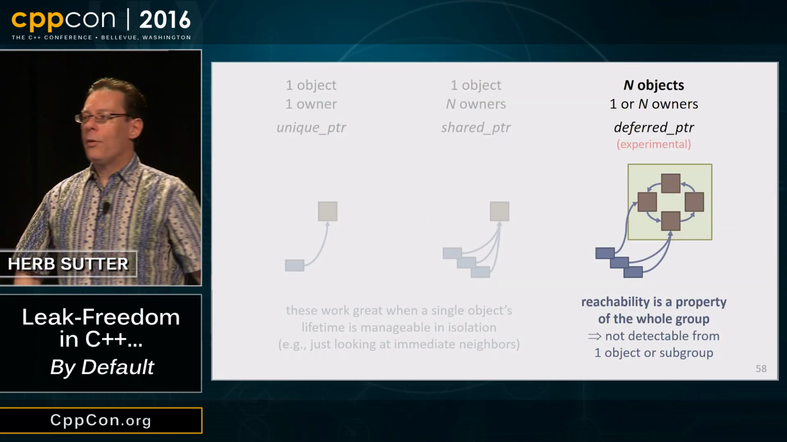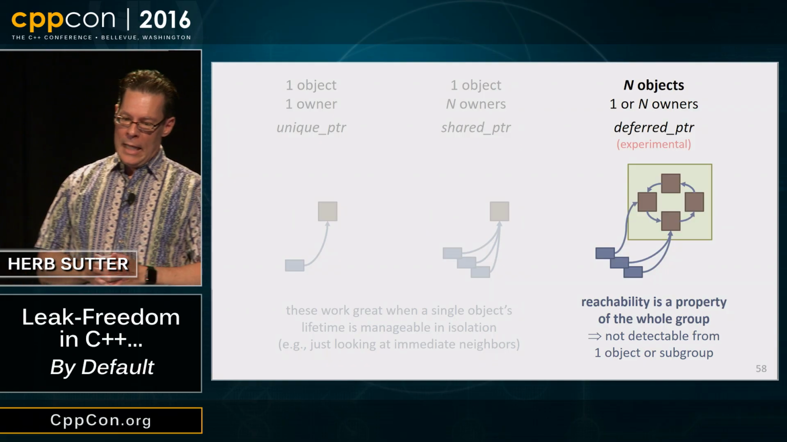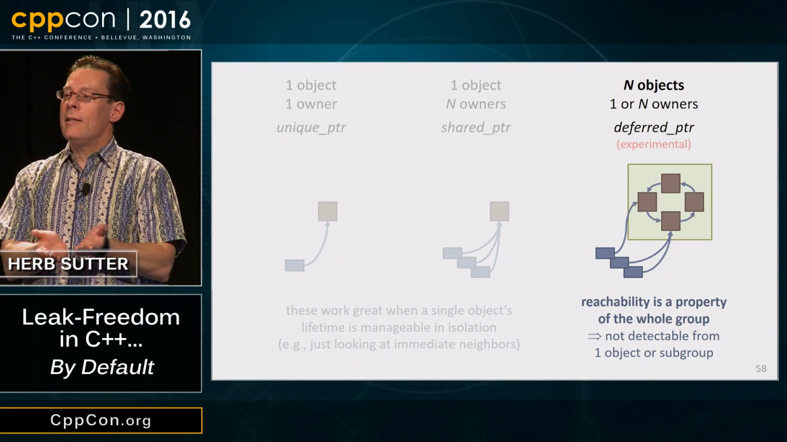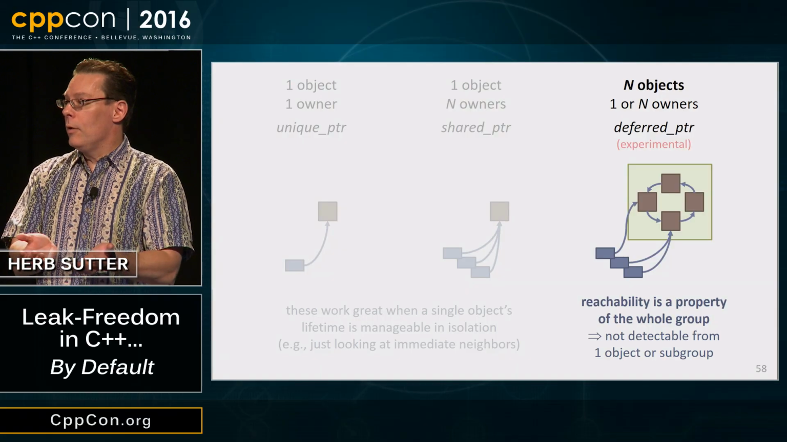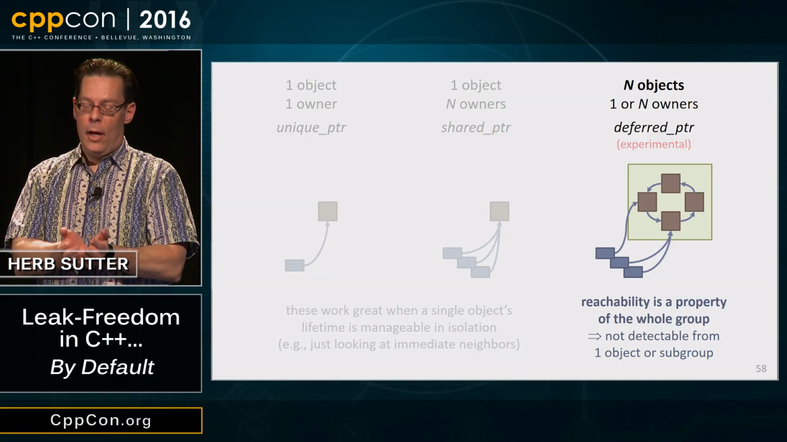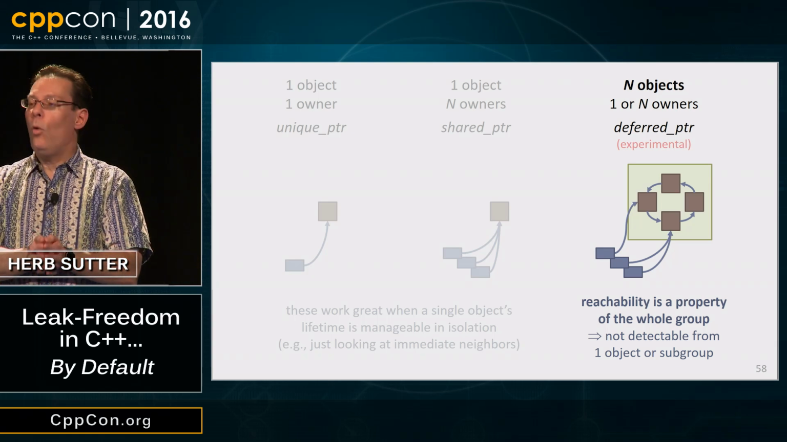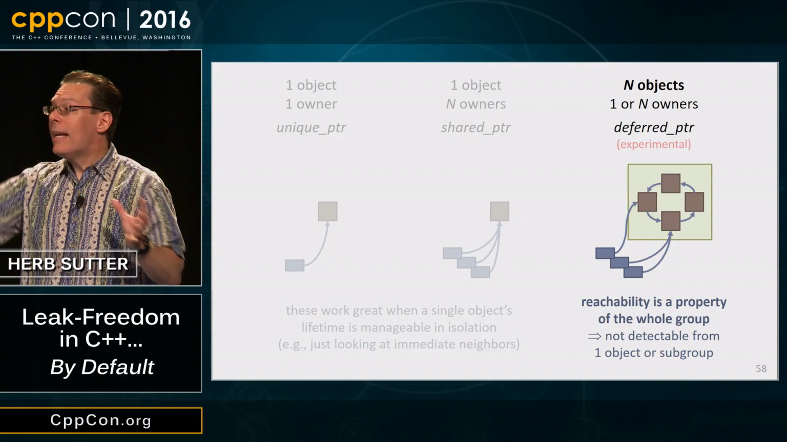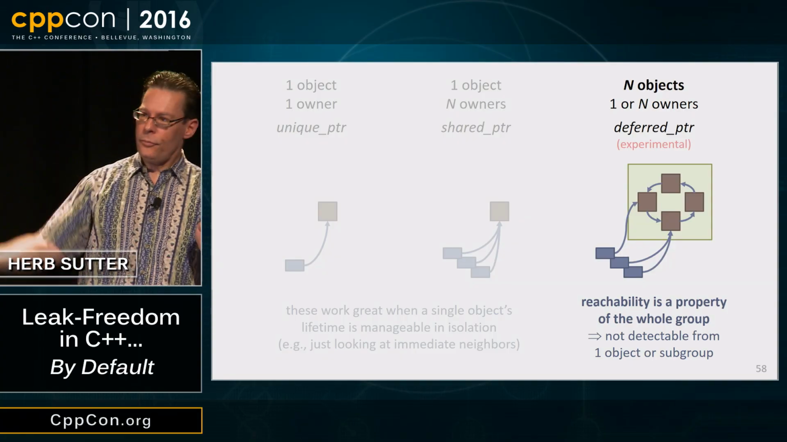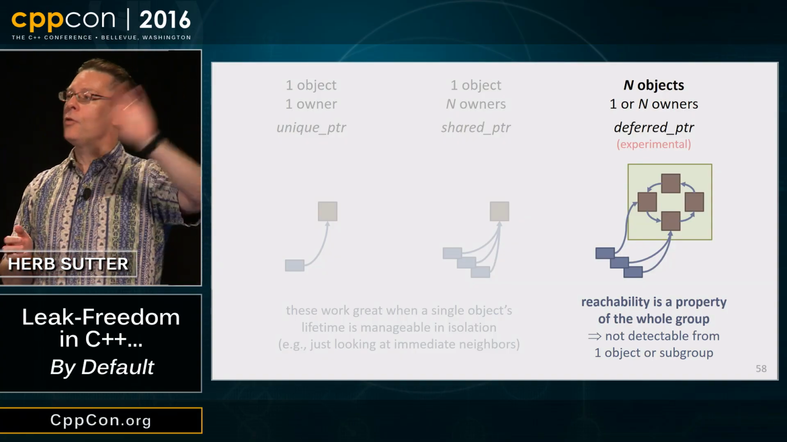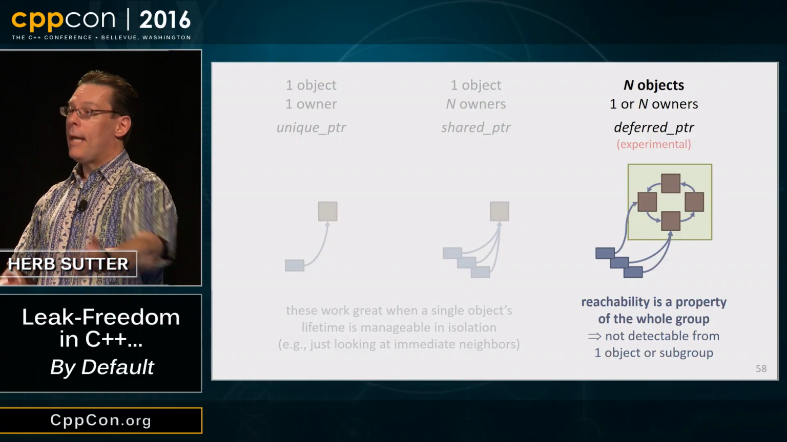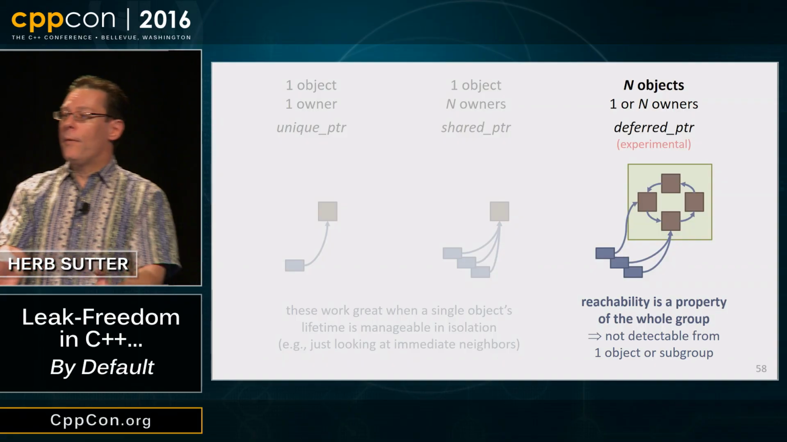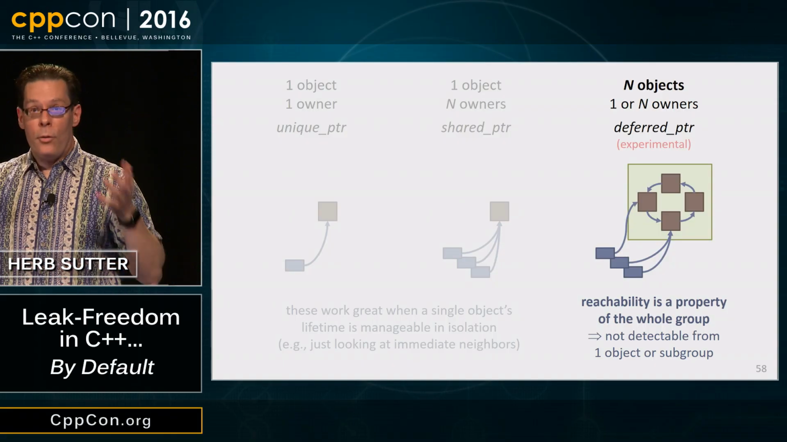The problem that we had with graph, with cycles, is that by definition, whether an object is to be considered usable, it's still useful to the program, whether it is reachable is a property of the whole group. You cannot detect it from one object or from any subgroup of objects. One commenter on my blog, when I posted the initial graph question on Saturday, made the same point, and he's quite right.